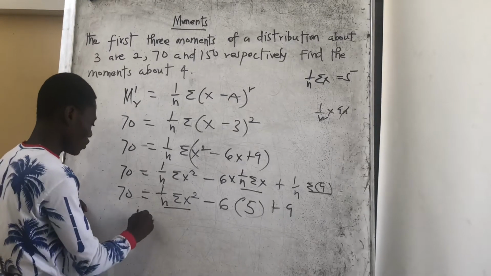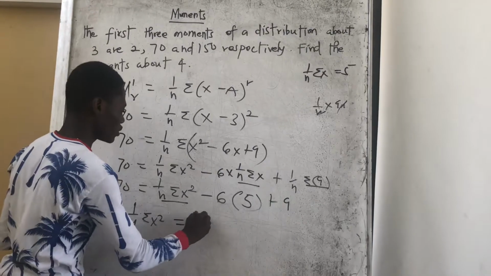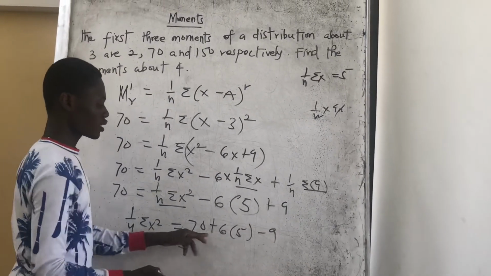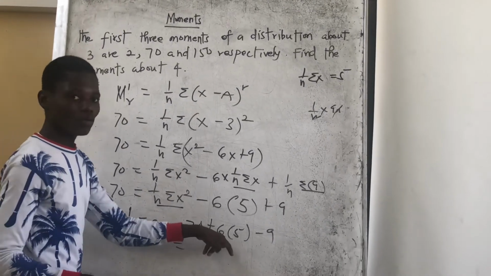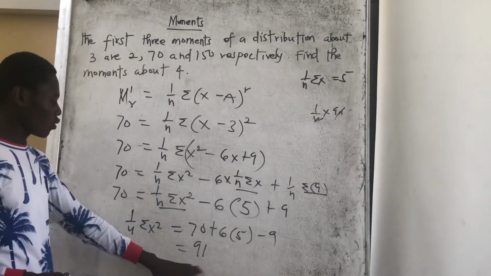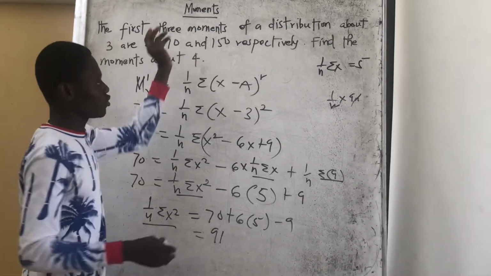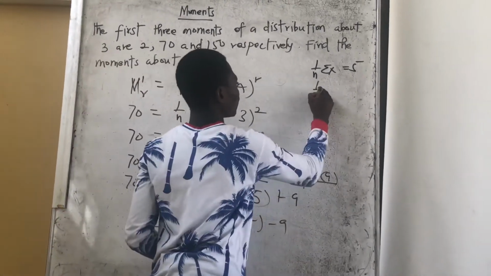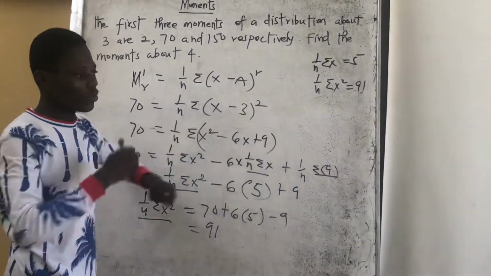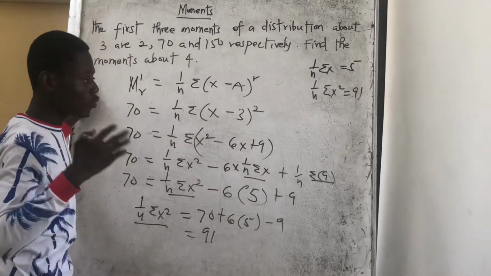Then we are going to get the value for 1 over n sigma x squared. You just maintain it here and bring these values to the other side. It's equal to 70 plus 6 into 5 minus 9. So this becomes 70 plus 30, which is 100, minus 9, which is 91. So this is the value for 1 over n sigma x squared. So 1 over n sigma x squared is equal to 91. We have gotten this value also. Then we need another value from the same moment about 3, to calculate the moment about 4.